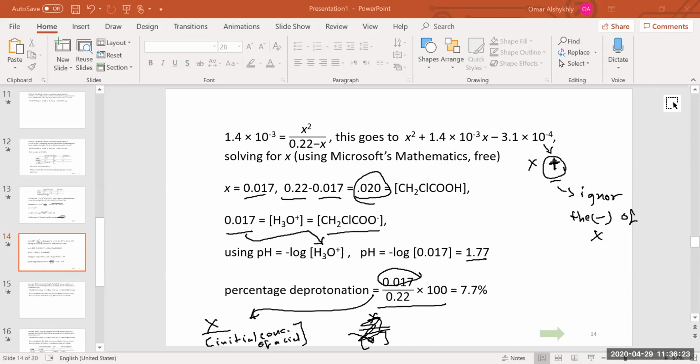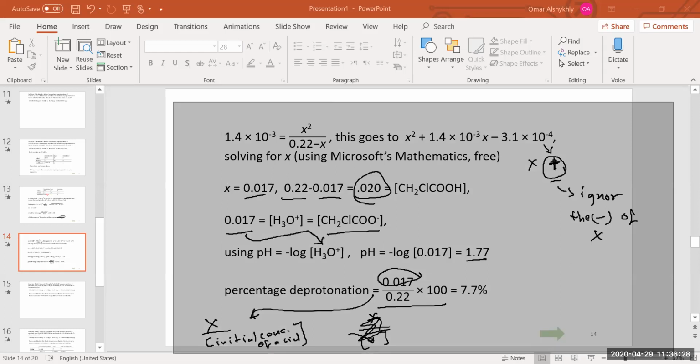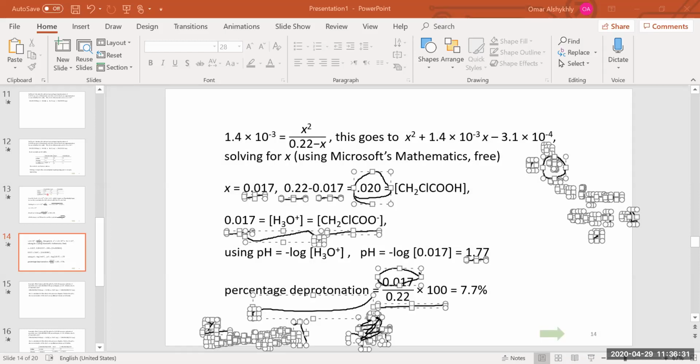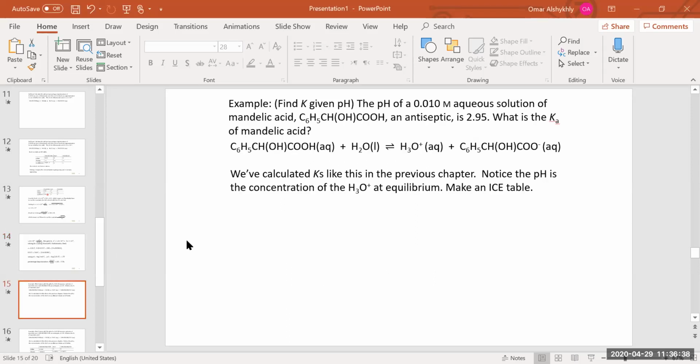Okay, let's go and practice with another example. And I know, guys, when you have to use the quadratic equation, it's a little bit challenging. You have to do a lot of math on it, but that's what you have to do if the approximation is not valid. The quadratic equation I will give to you in the exam, but you still have to do more math to get the x.